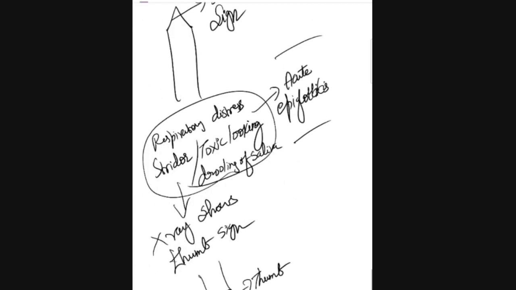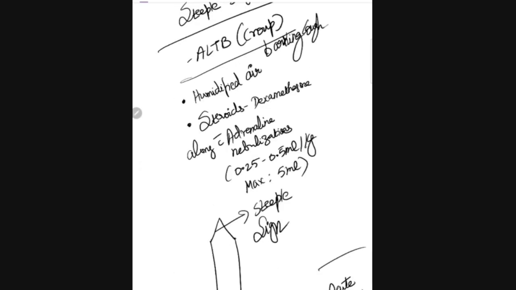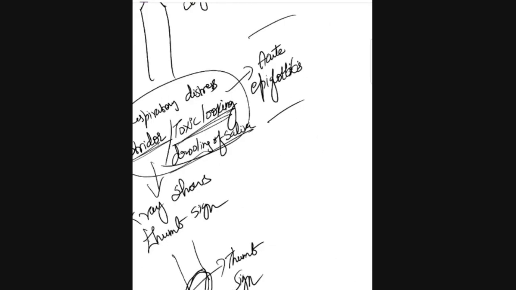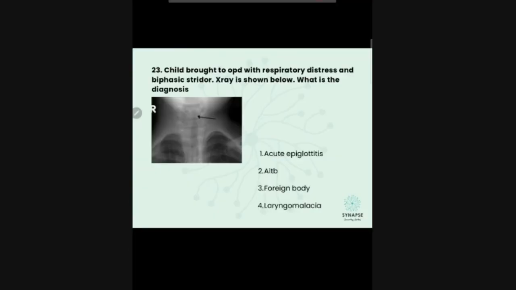In acute epiglottitis, the child will be toxic looking, sick looking, with stridor and drooling of saliva. Whereas in ALTB, it will be a barking cough, an active child with a stable airway, having a barking cough with stridor. So here you will get steeple sign on X-ray, and here you will get thumb sign on X-ray. Repeatedly asked questions with such images. This you should not miss. Everyone can get full marks here.